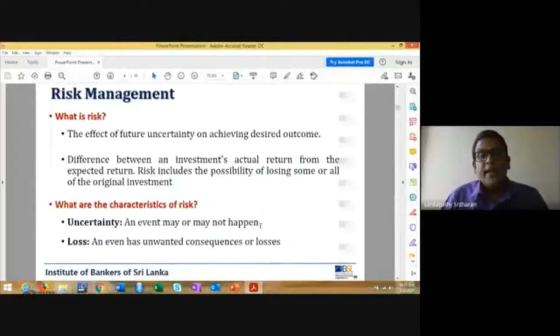There may be many definitions of what risk is, but the general idea is the effect of future uncertainty on achieving the desired outcome. Or simply, it is the future uncertainty on achieving the expected outcome. This is the general one-line explanation of what risk is. But we can understand what risk is better by giving some examples.